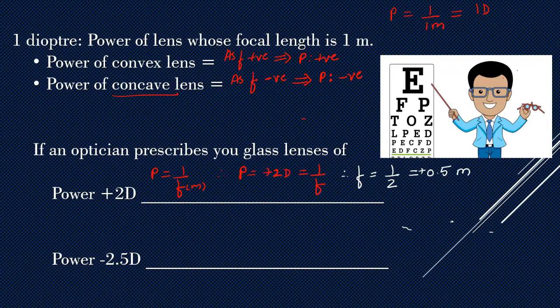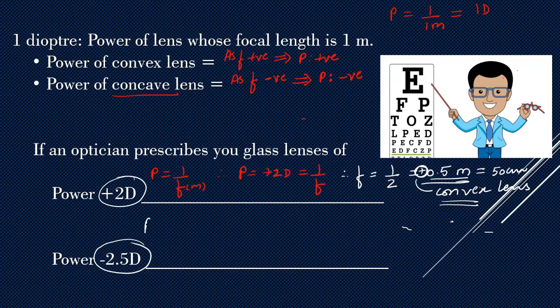Now, this tells us that we need to use a lens with a focal length of 0.5 meters, so that's 50 centimeters, and the positive sign indicates that as the focal length is positive, we are using a convex lens. Understood? So plus 2D, the plus sign will always tell us it's a positive focal length, so the type of lens we are using will be a convex lens. Power minus 2D: again, we know power is 1 upon focal length in meters.